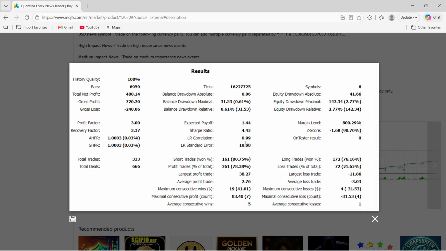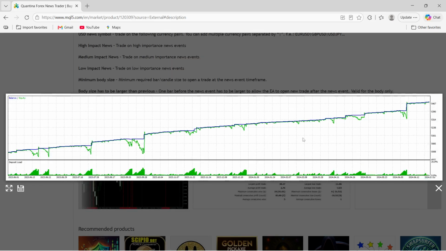So from the developer, we can see that he had such results over the period. It looks like a test that he carried out. Over the period, he had a profit of $480 and a profit factor of 3.0. The balance drawdown was quite low, just 0.61%, and the total trades taken were 333 trades. You can see how the equity curve looks as well. You can see it's sort of like a step-like fashion towards the upside.